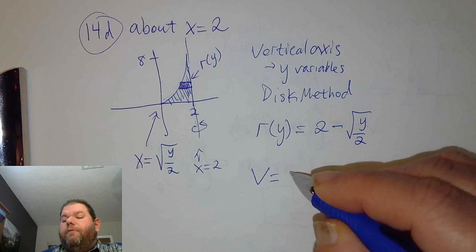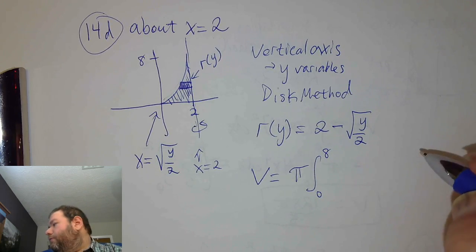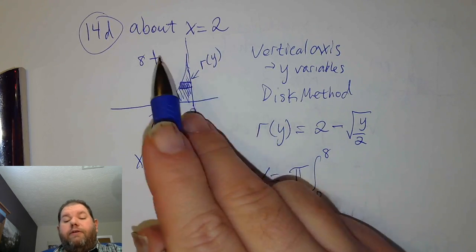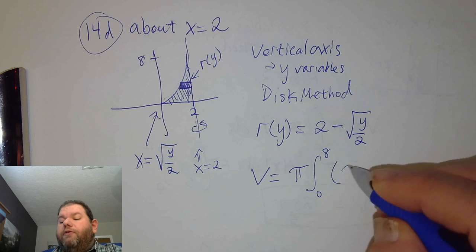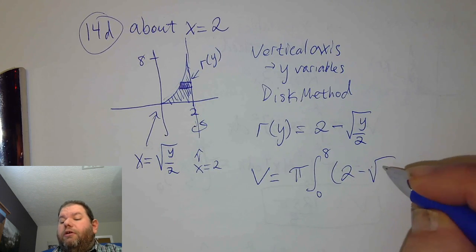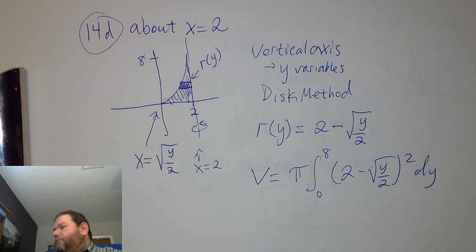So we set up our volume formula, pi. We're going from 0 to 8. So again, vertical axis, we use our limits of integration on the y-axis. And then we just take our radius function and square it. Excuse me. Are there any questions here before we continue?